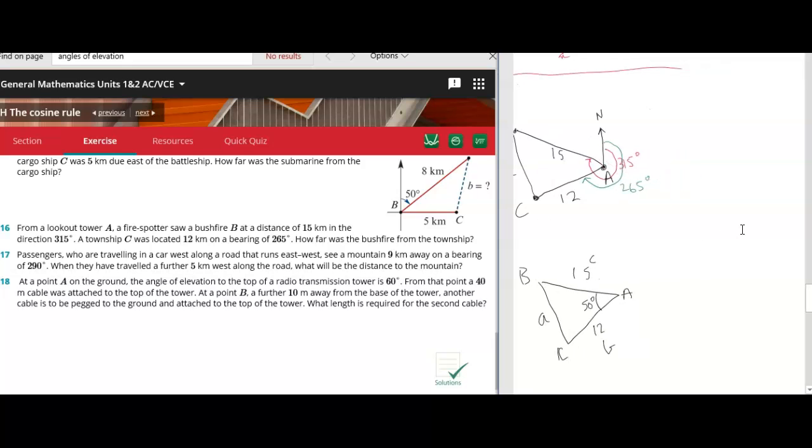Okay, so let's just write them down. A, B, C, then A, B, C. So your angle at A is 50. Little a is what we're trying to work out. Little b is 12 and little c is 15.